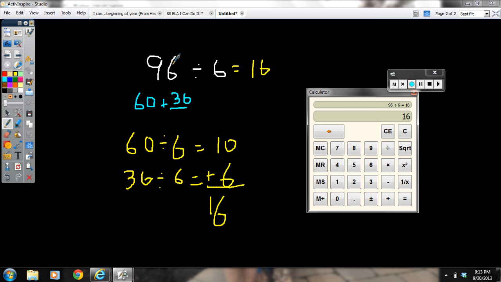What we're doing is taking this dividend, breaking it down into simpler numbers, dividing those simpler numbers by the divisor, and adding them together to figure out the quotient. We're going to try one more.